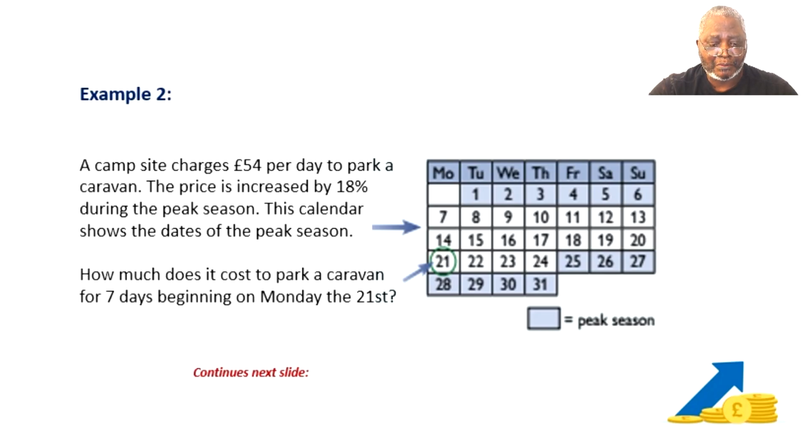Example 2. A campsite charges £54 per day to park a caravan. The price is increased by 18% during the peak season. This calendar shows the dates of the peak season. As you see there, the shaded area, Monday, Tuesday, the 1st, 2nd, 3rd, 4th, 5th to 6th are peak season, and then after the last two rows, the 25th, 26th, 27th, 28th, 29th, 30th and 31st are also peak season. The prices are different. How much does it cost to park a caravan for 7 days beginning on Monday the 21st? Let's go to the next slide to see this.